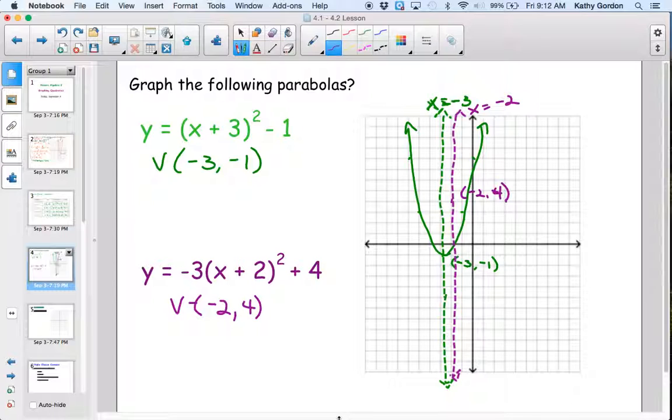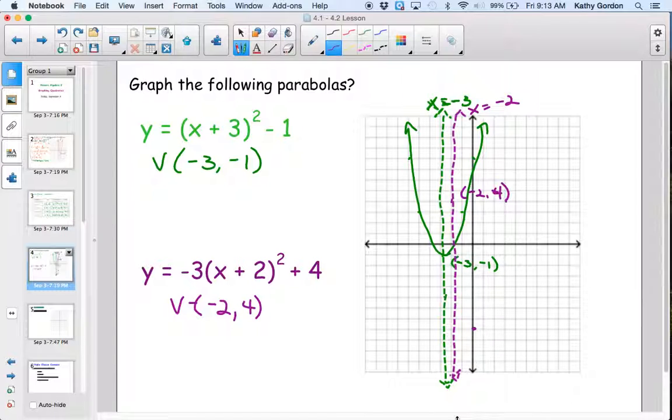What would the y-intercept on this one be? 4. No. Don't think it's 4. -8. -8, because we have to work it all the way through, right? So the 0 here gives me 2 squared, which is 4, but then I have to multiply it by -3 and add 4 to it. I get -8. 1, 2, 3, 4, 5, 6, 7, 8, right about there.